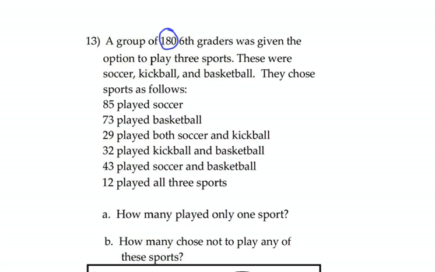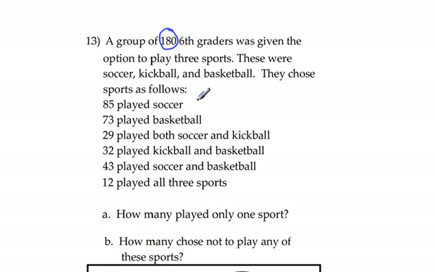For number 13, we have a group of 180 sixth graders that was given the option to play 3 sports: soccer, kickball, and basketball. And then we have information here on the number of students that played soccer, basketball, a combination of both soccer and kickball, and so on and so forth. We want to find out how many played only one sport and then how many chose to not play any of the sports.